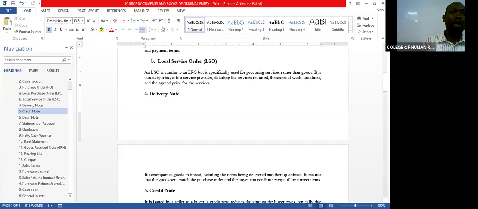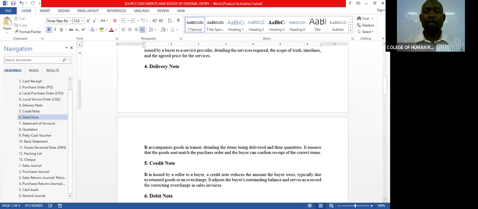You had ordered the goods, they have been delivered, and they have been accompanied by the delivery note. You compare the purchase order and the delivery note. If everything is okay, then you accept those goods, and the moment you accept those goods, the invoice will be issued to you. So the delivery note accompanies the goods when they are being delivered.